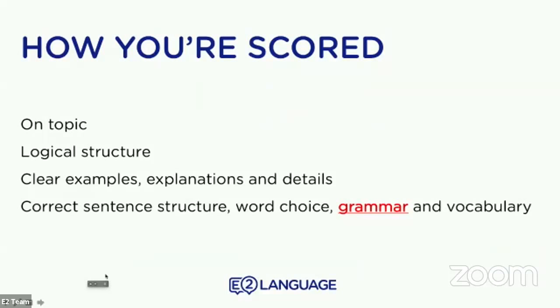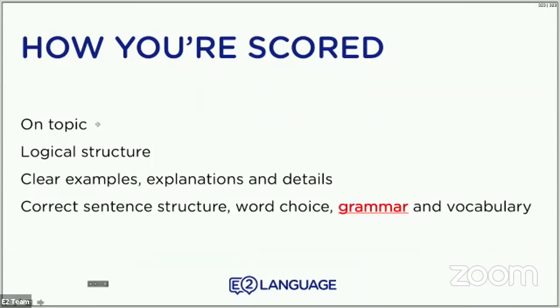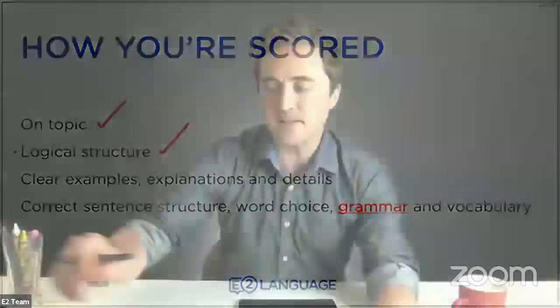There are 4 things that you're scored on. In the independent essay, you're scored on whether you wrote on topic, so whether you wrote to the question prompt. You're also scored on the structure of your essay. If you haven't seen it yet, you should watch the video that I did last time that showed you how to write the independent essay sentence by sentence to get a perfect structure. If you haven't seen that yet, do check out that video.